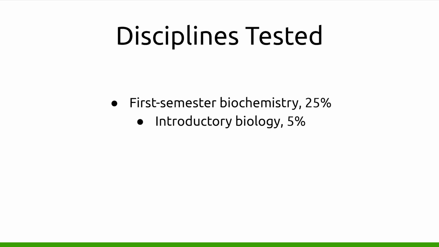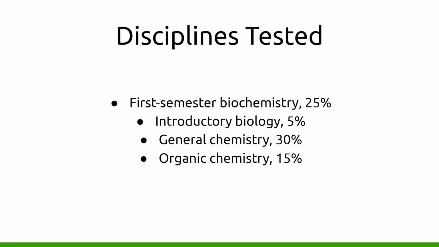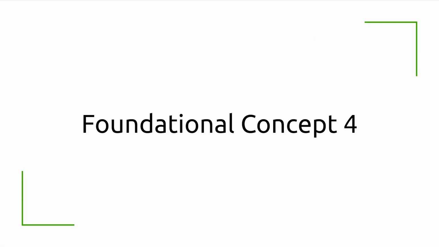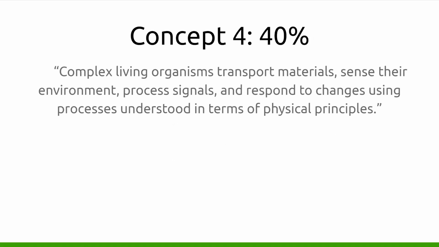Intro biology is 5%, so 0 to 10%, gen chem 25 to 35%, and organic chemistry 10 to 20%. Introductory physics will be about 20 to 30% of the section of the MCAT. There are two foundational concepts that are covered in this section. Foundational concept number 4 is about 40% of the section, so between 35 and 45%.